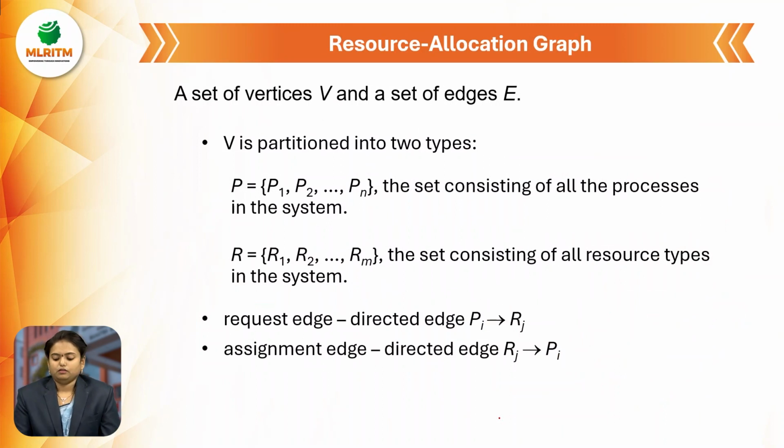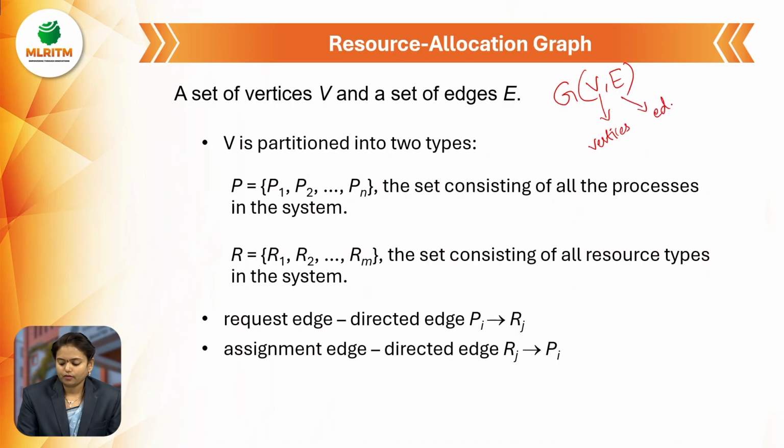Whereas the resource allocation graph is represented by G of V comma E. So G means resource allocation graph, V means vertices and E means edges. In this, vertices are of two types.